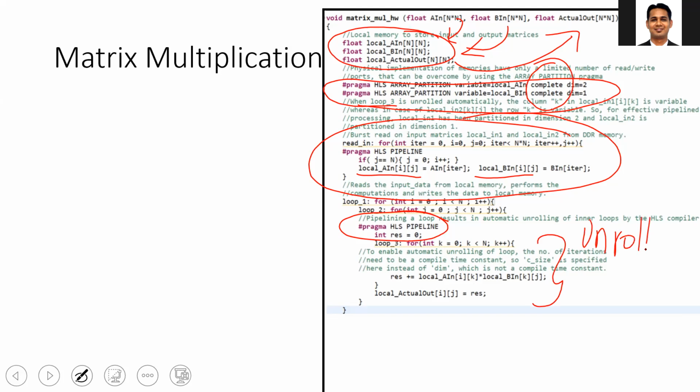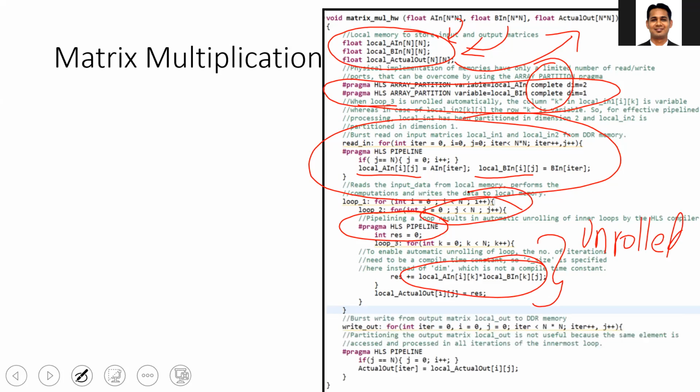And what do you mean by this loop getting unrolled? That means this operation, which we want 3 multiplications in case of n equal to 3, can happen in parallel and then is followed by the addition operation. So this loop gets unrolled because you are pipelining this loop. And then at the end, I'm copying the data from the local output to the actual output. So you need to understand in more detail on your own how this is done.